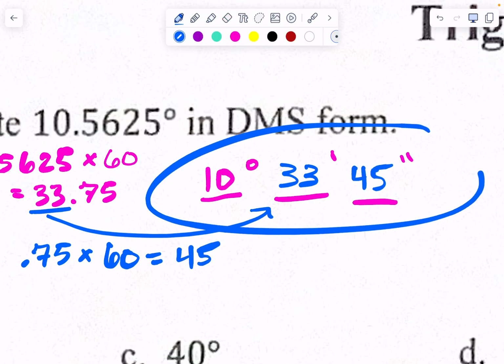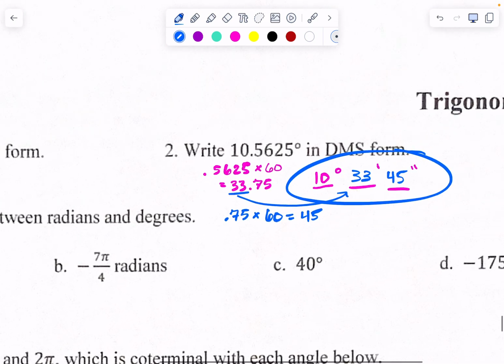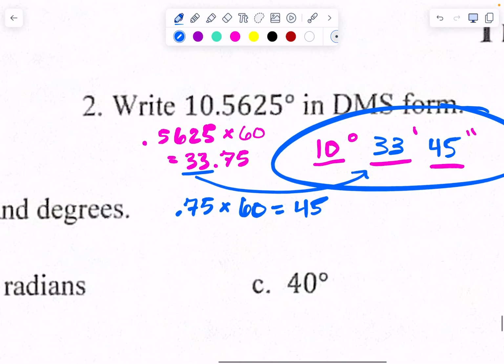There you go. Degree, minute, seconds. And then 0.75 times 60 is 45. Okay? Wait, what are the little... 3? Yep, you're good. 3.